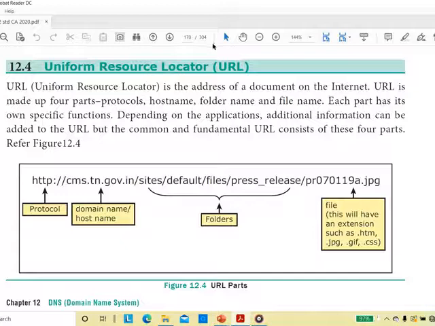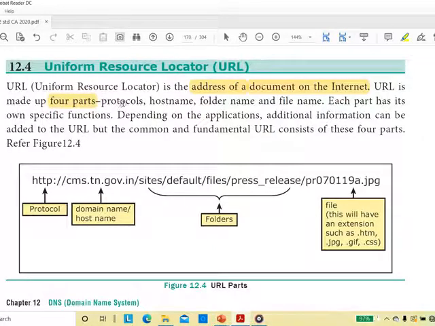So what is URL? The full form is Uniform Resource Locator. So the URL is the address of a document on the internet. So what is a URL? It is the address of the document in the internet. URL is made up of 4 parts. So the address is made up of 4 parts.